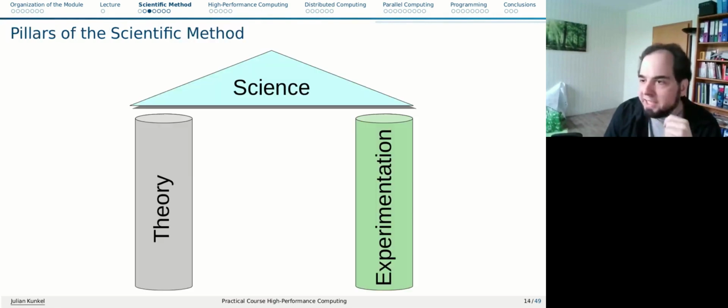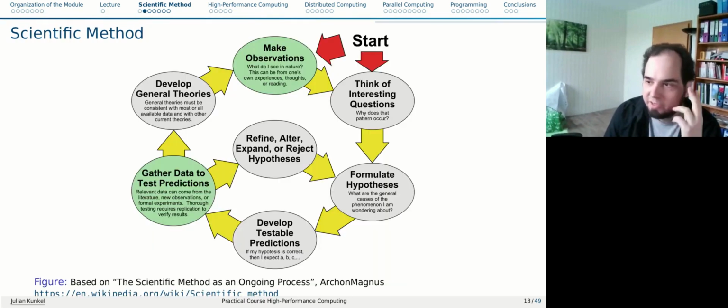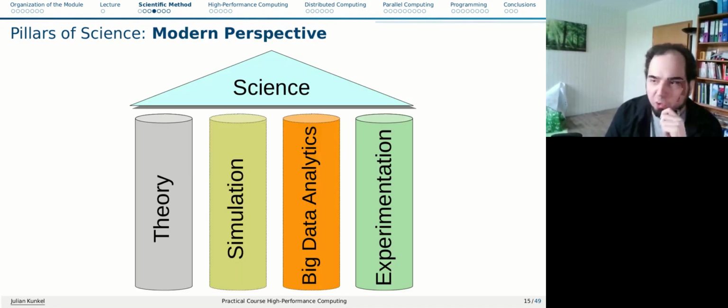For decades, the pillars of the scientific method were theory and experimentation. Of course, you need to think about things, consider certain aspects, and develop theories, and then you have to make observations and gather data, or make an experiment, in fact. Now, in a modern perspective, we also have this strong pillar, which is simulation. This is basically computer-aided simulation. And we also have big data analytics. I'm not talking about this one, but I will be talking about simulation.